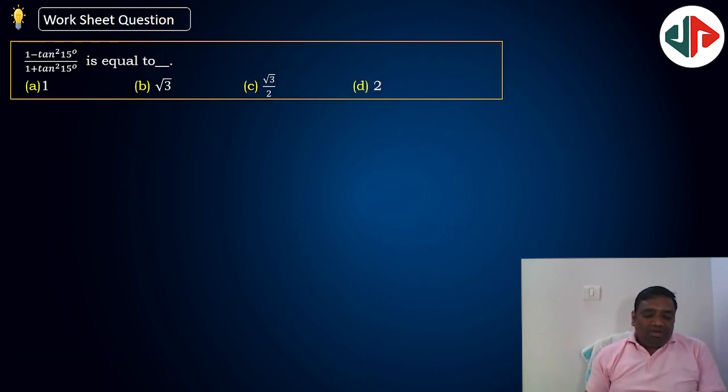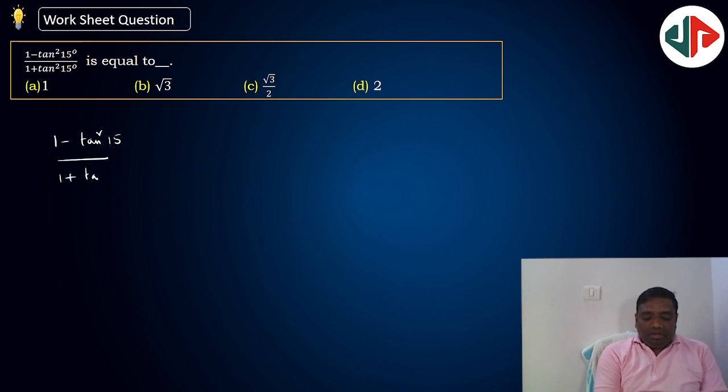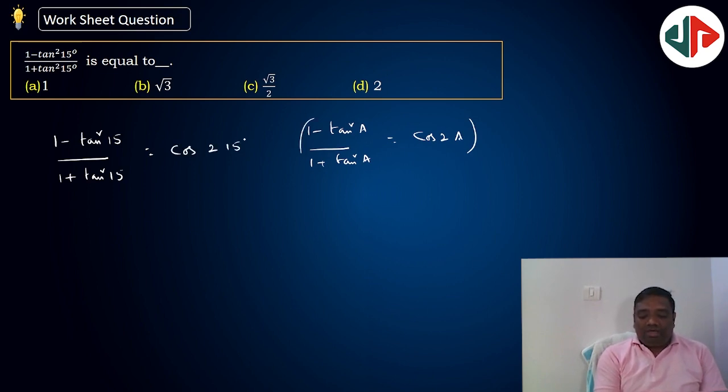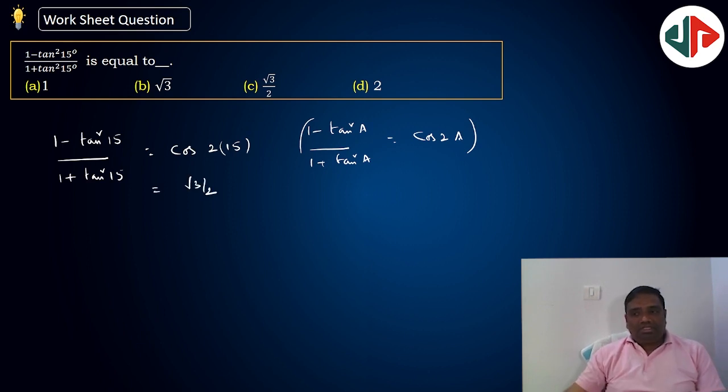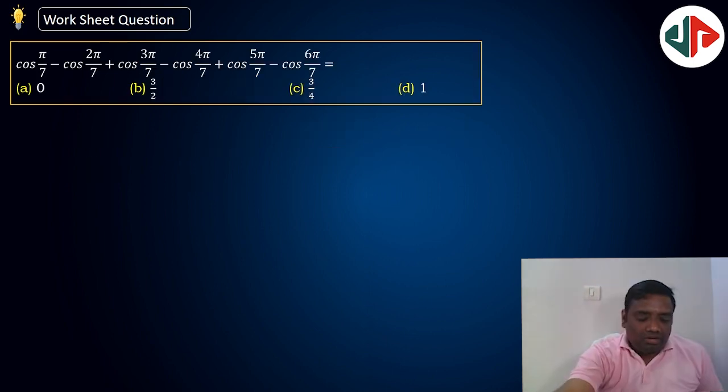1 minus tan square of 15 degrees by 1 plus tan square of 15 degrees. So it is nothing but 1 minus tan square A by 1 plus tan square A, which is always equal to cos 2A. So using that formula, this value we can read as cos of 2 into 15 degrees. So cos 30 value is always equal to root 3 by 2.